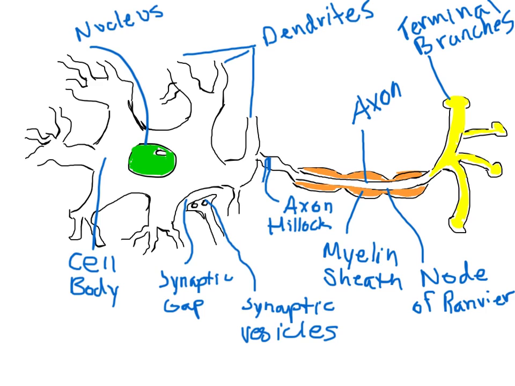The axon hillock connects from the cell body to the axon. The axon, or nerve fiber, conducts electrical impulses away from the cell body.